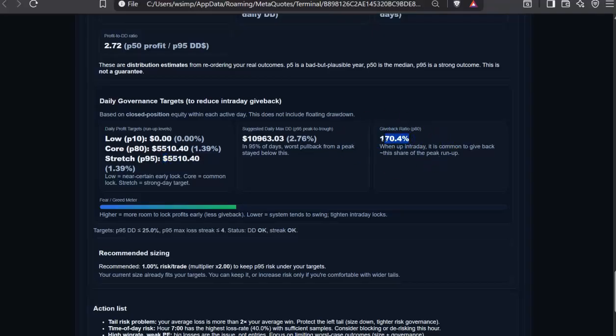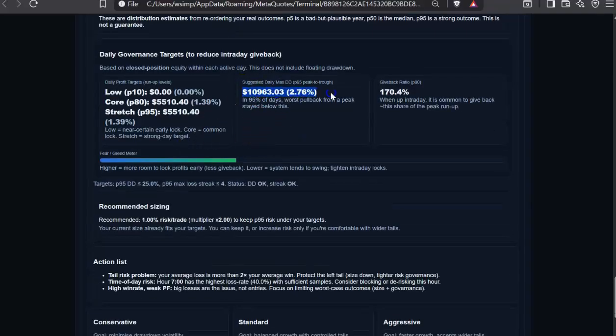So what this give back ratio is telling us, if we hit this peak, then it is likely to start giving profits back. Now, what I recommend starting is, we don't target this because it's saying 80 to 90% of the trading days. What we want to target is probably half that. So if that was saying $100, you'd probably want to target 50, maybe slightly less, just so you're hitting your targets to begin with. This here is suggested max drawdown. So this is telling us 3%.